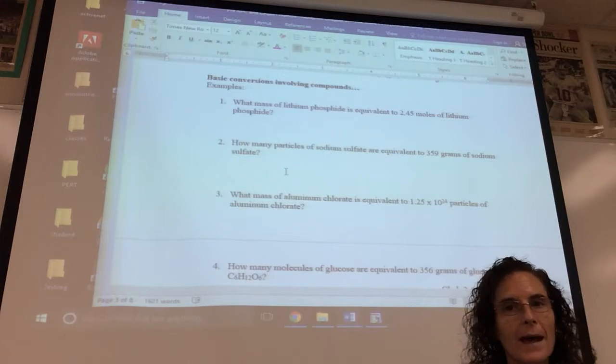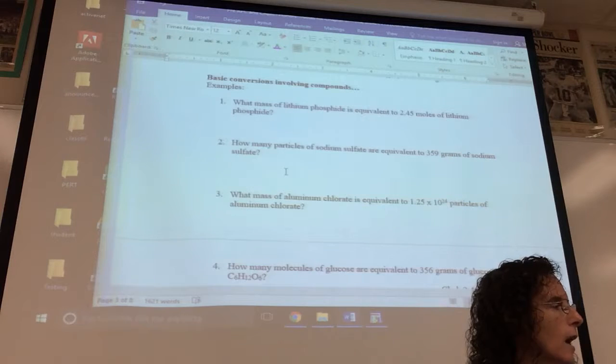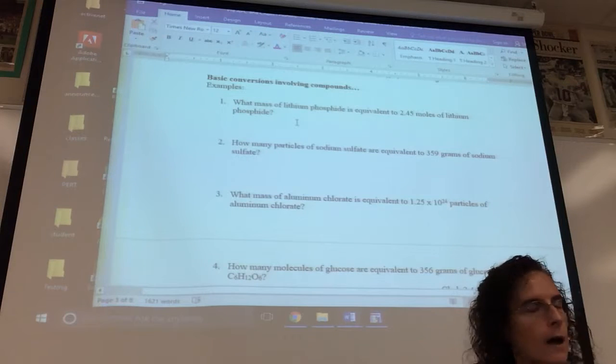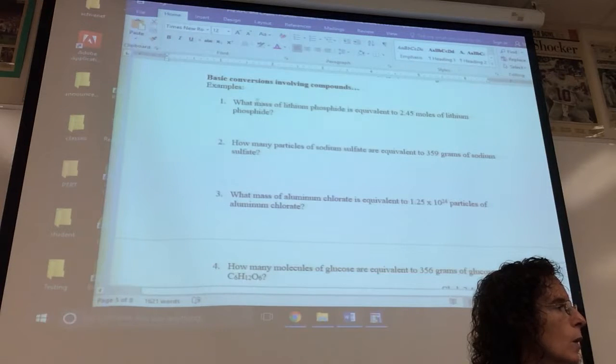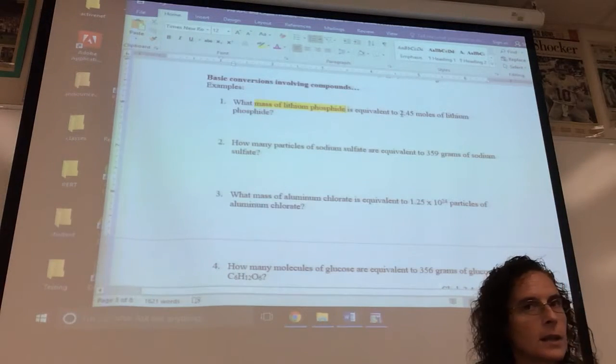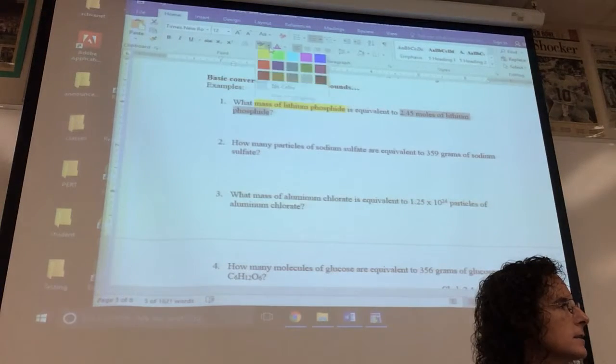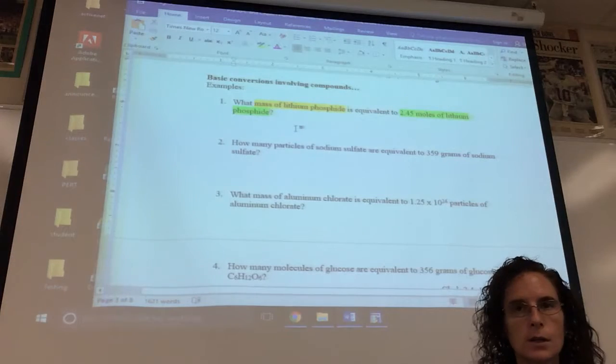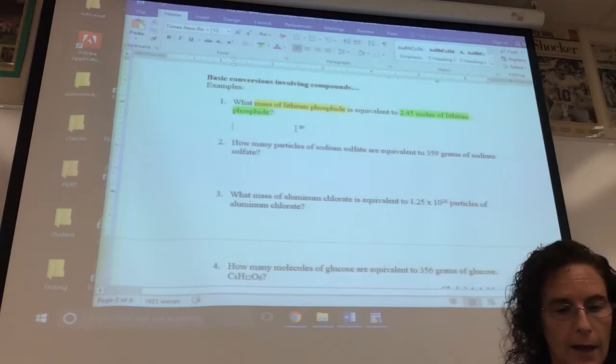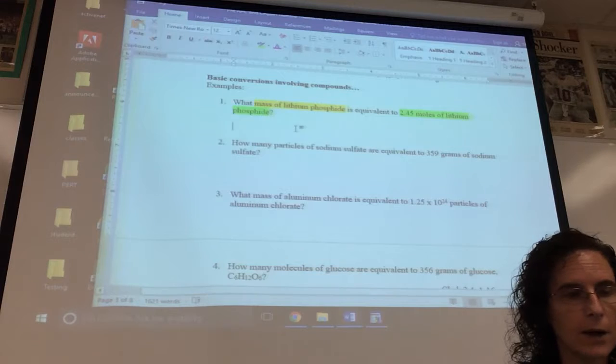It says what mass of lithium phosphide is equivalent to 2.45 moles of lithium phosphide. So we want to know the mass of it. That's what we're looking for. The given has to have a quantity in it, 2.45 moles of the substance. Okay? So we always start with the given, and we're looking for the unknown.